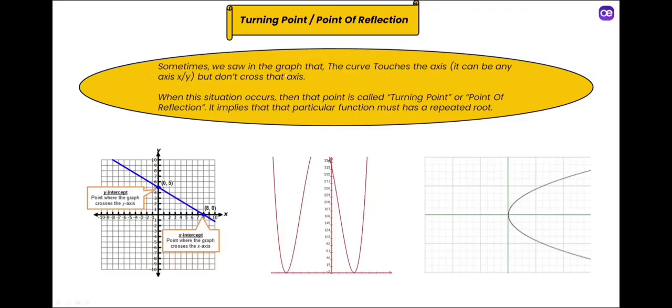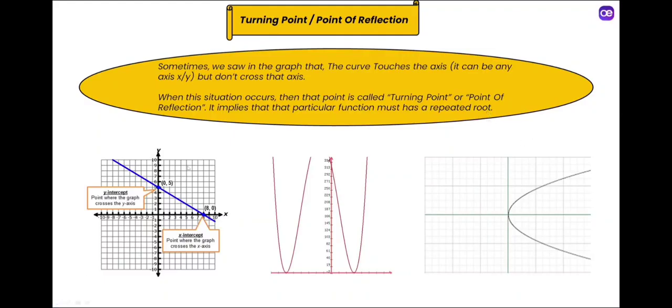Sometimes we see in the graph that the curve touches the axis. It can be the x-axis or y-axis, but doesn't cross the axis. When this situation occurs, then that point is called a turning point or point of reflection. It implies that that particular function must have a repeated root.